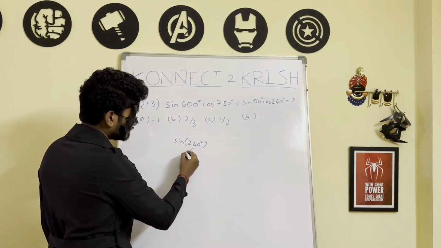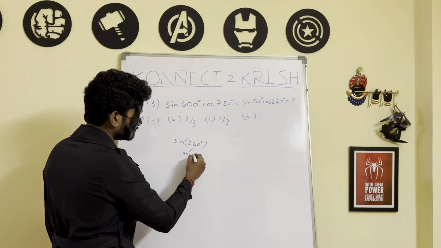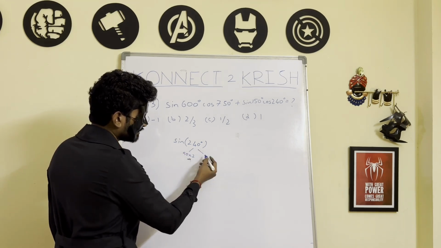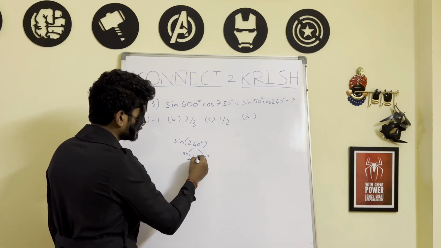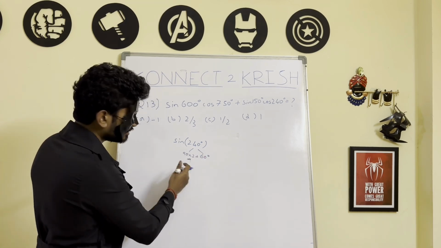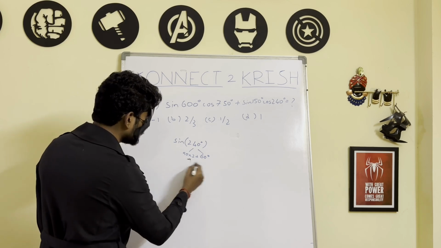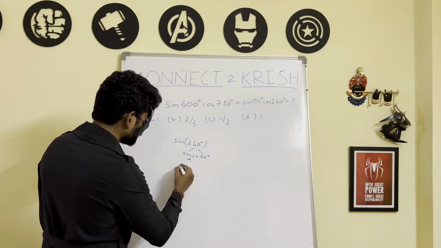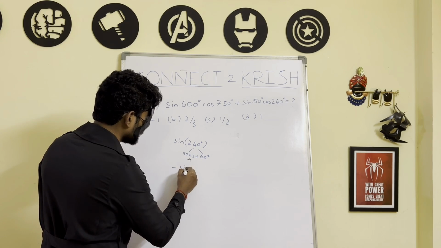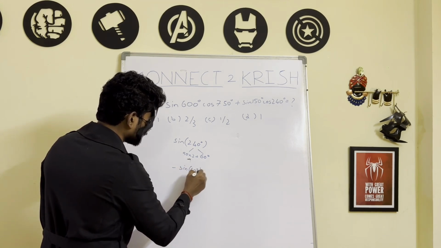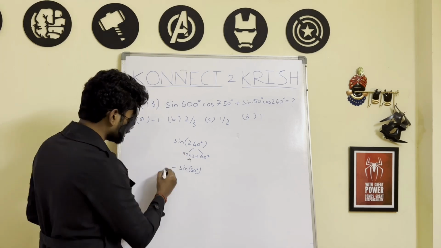Sine 240, how will I split it? 90 into 2 is 180, plus 60 degrees. This is nothing but 90 into even form plus 60 degrees. So I will write it as minus sine 60 degrees, since 240 degrees lies in third quadrant.